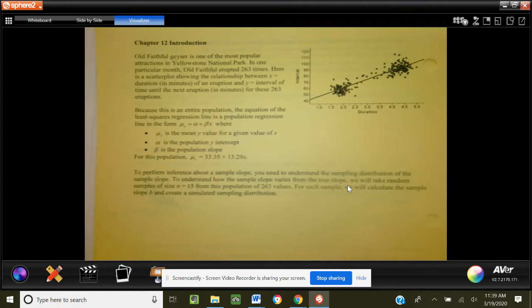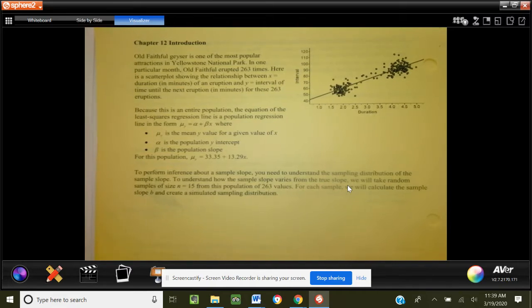Okay. So these are all the data points for eruptions of the Old Faithful geyser, which is in Yellowstone National Park, over the course of a month. And so they're going to call this a population, this month's worth of eruptions. So we're just going to consider our population to be one month's worth of data. Because it's an entire population, we can deal with parameters instead of statistics.